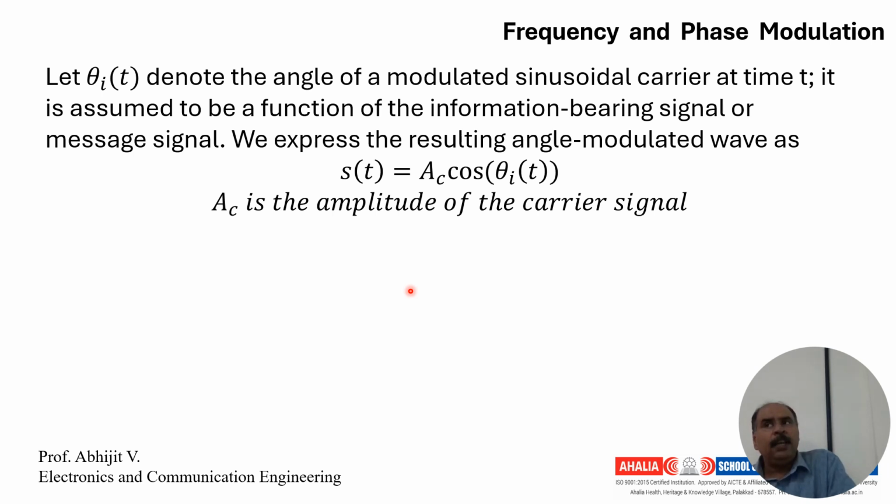So this is an introduction to angle modulation. We are modulating the carrier signal's angle or the phase at a particular time t. So in an angle modulated signal, the output will be the amplitude Ac of the carrier signal times cos theta i of t, where theta i is the phase or the angle of the modulating signal.